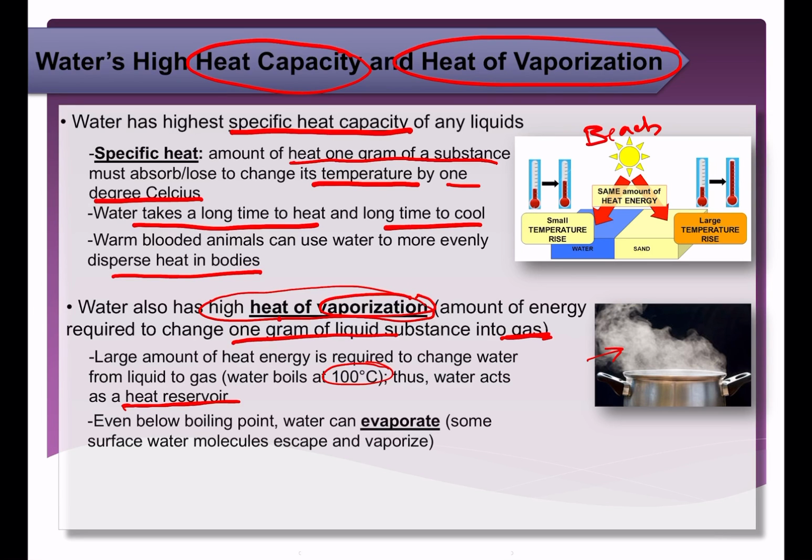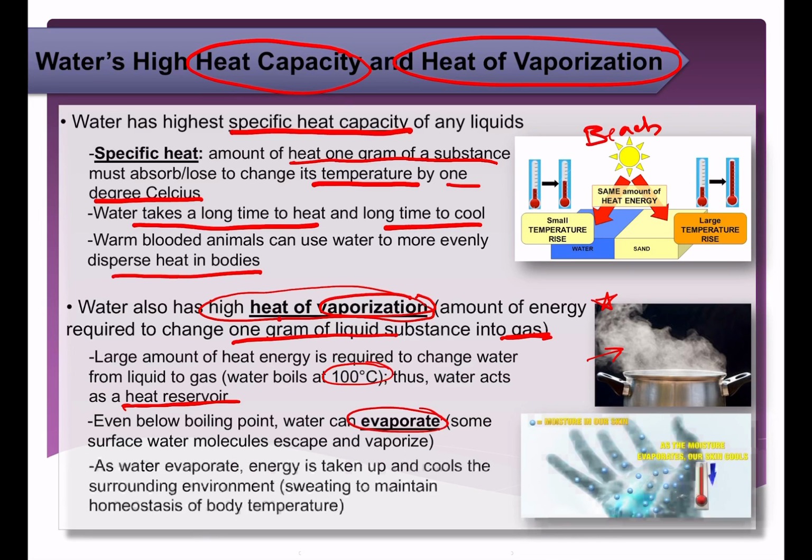But before reaching the boiling point of 100 degrees Celsius, some of those water molecules on the surface are still able to escape and vaporize into that gaseous state. So before the water starts to really boil in a pot over the stove, for example, in this illustration here, you will already see some steam coming off the surface of the water when it gets hot enough. So it can still evaporate below the boiling point.